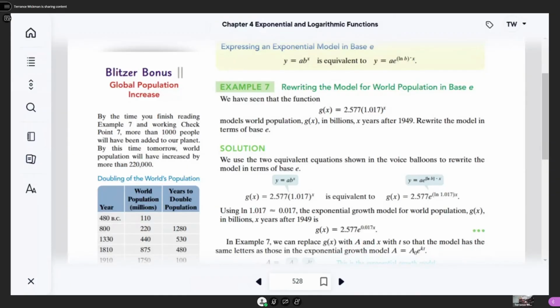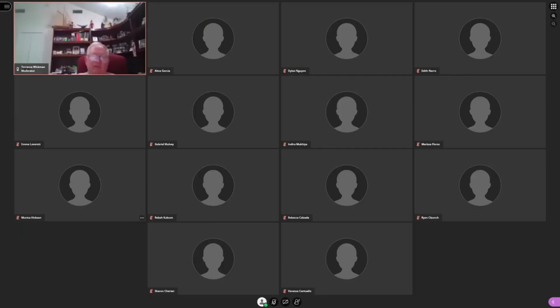2.577 e 1.017, and that's in your exponent. Let me see if let me write this down correctly here. 2.577. And then we put down our E, and that's going to give us ln at the top. 1.017, close parentheses, and then x. All right, let's see if we can put this one in our calculator. This is no different than anything else we've done. I just have to be sure I do it right.